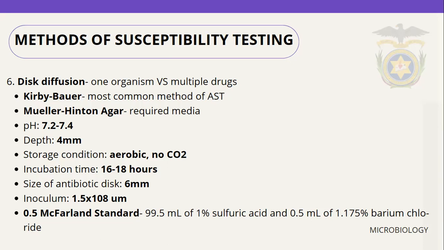Again, MHA, or Mueller-Hinton agar, is our general or required media, but MHA plus 2% NaCl is used for Staphylococcus for the detection of MRSA, and MHA plus 5% sheep's blood is used for Streptococcus.